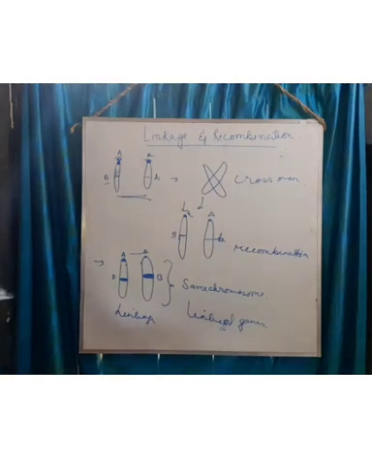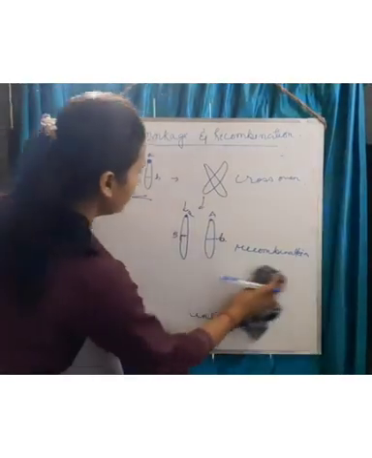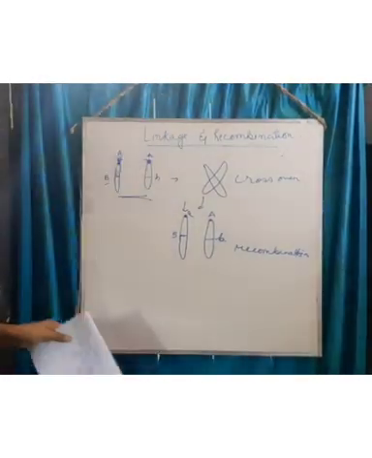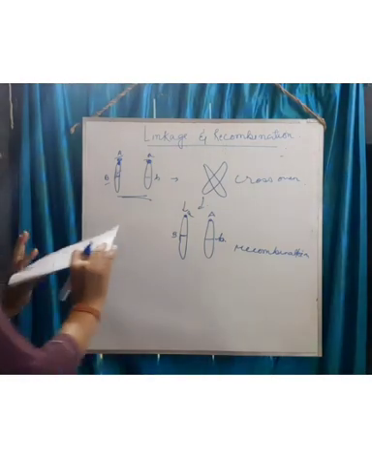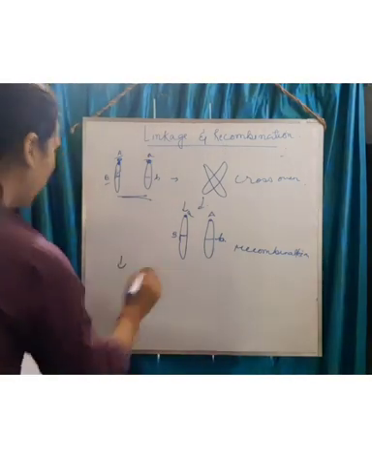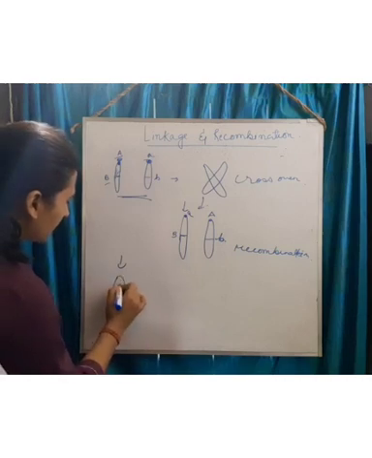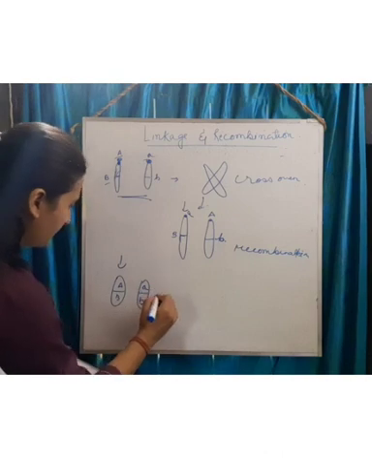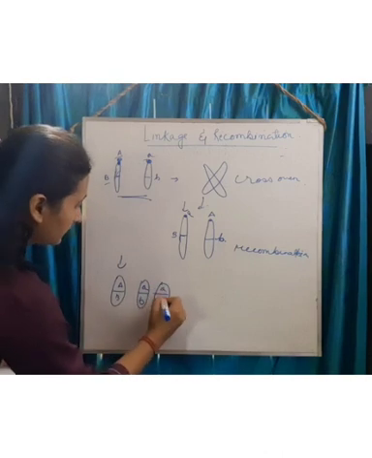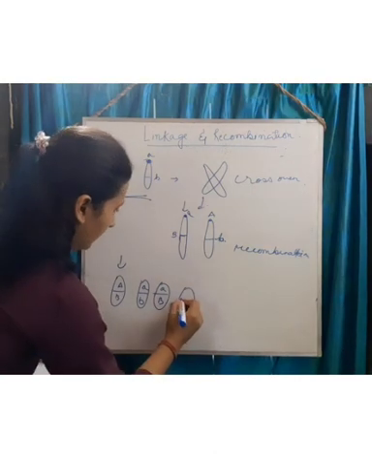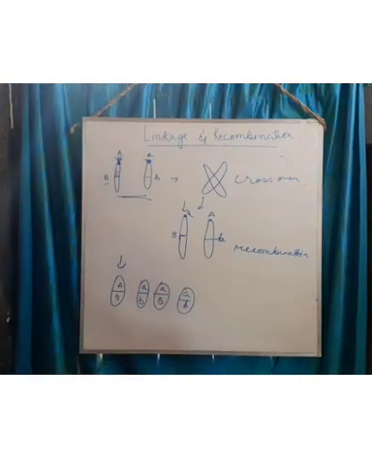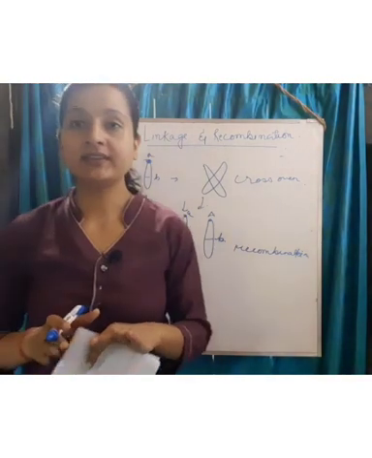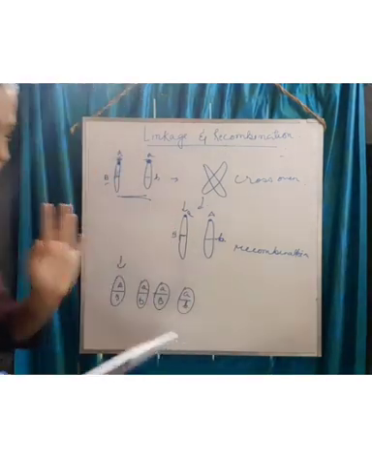Now, there are a few things. After this, they will produce gametes. So, four types of gametes will be produced. Now what are those four types of gametes? AB, correct? Ab, aB, and small letter a, small letter b. So, as you know, when gametes form, four gametes are formed.